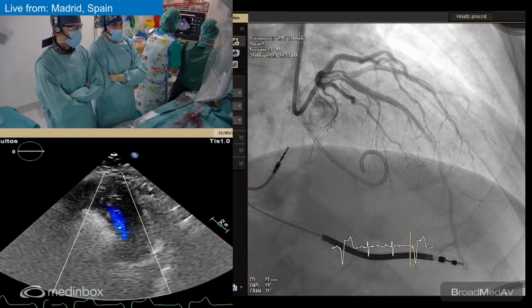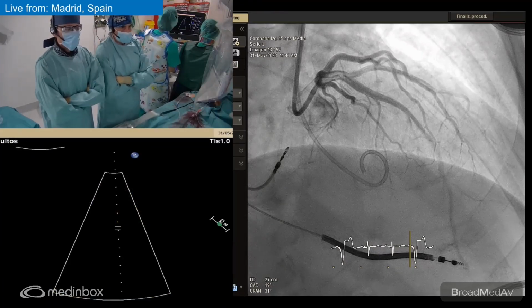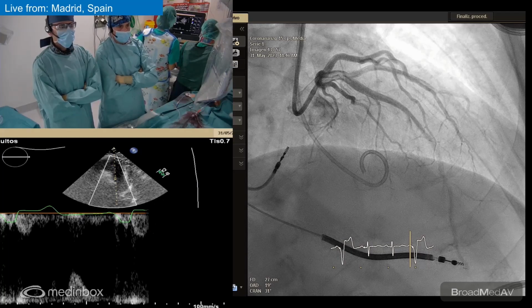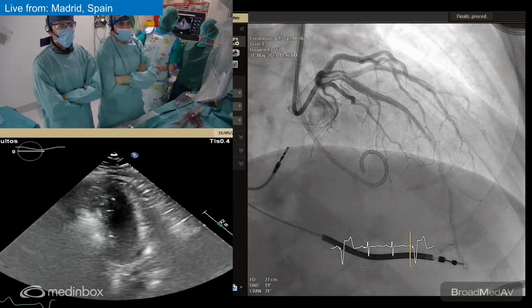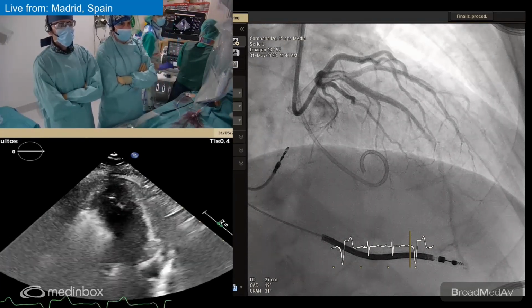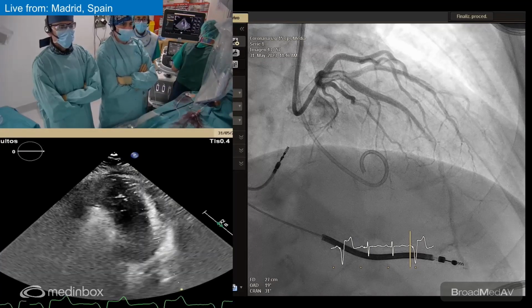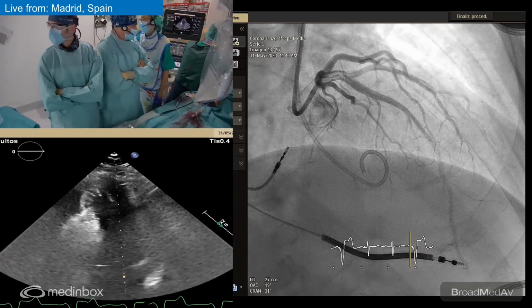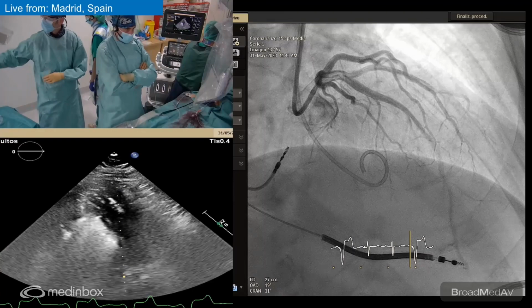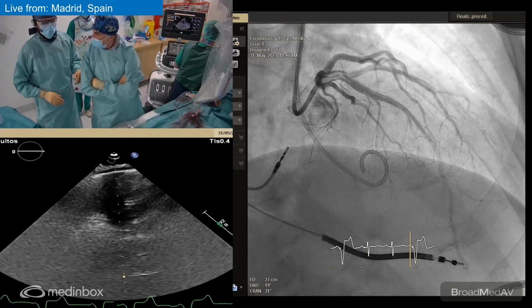What do you think? While we wait, I think that unfortunately the gradient response is not as expected. It's only a 10 to 15 reduction. The highest gradient is basal. We have one question.